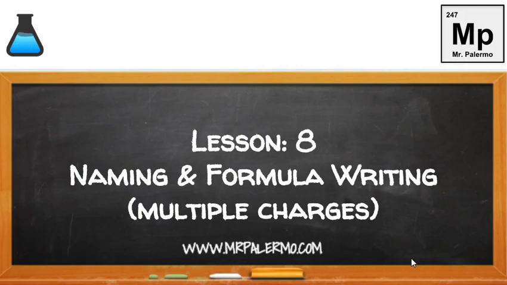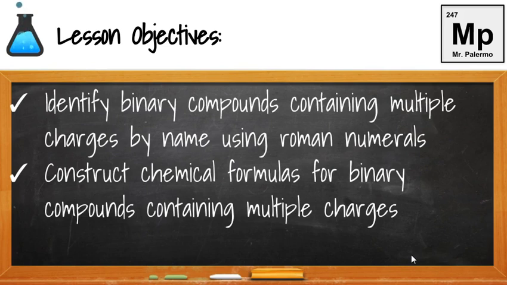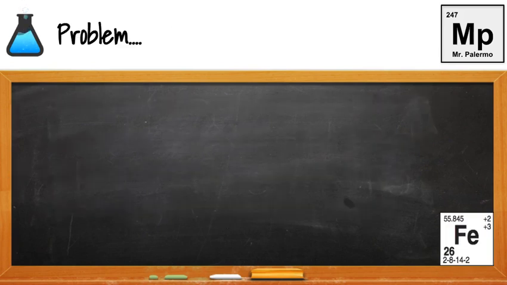Welcome to Lesson 8, Naming and Formula Writing for Multiple Charges. Our objective for this lesson: identify binary compounds containing multiple charges by name using Roman numerals, and construct chemical formulas for those binary compounds containing these multiple charges.